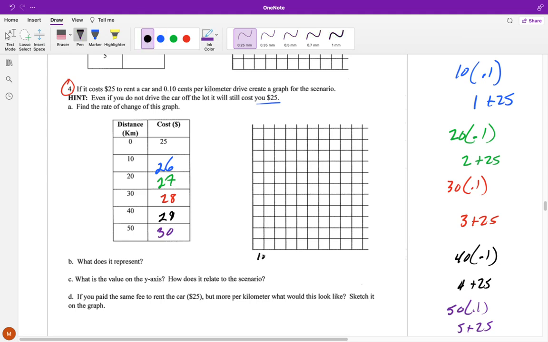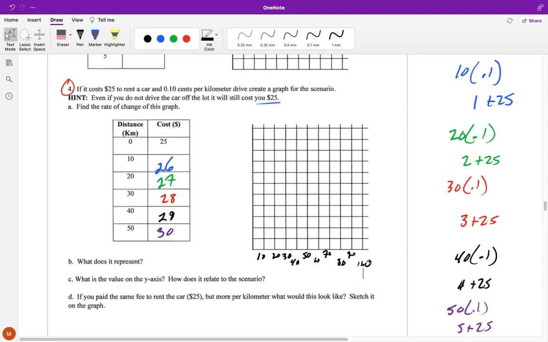So I'm going to do 10, 20, 30, 40, 50. Let me just make that a little bit neater. So 10, 20, 30, 40, 50, 60, 70, 80, 90, 100. We can choose what we want to count by. And since everything in my x and my distance is going by tens, I'm just counting by tens there.